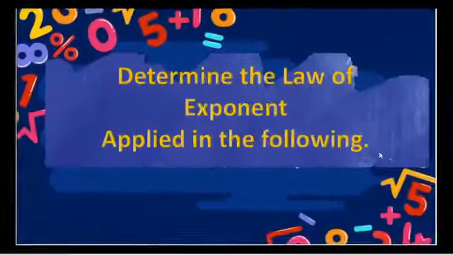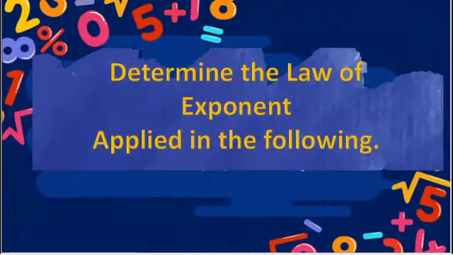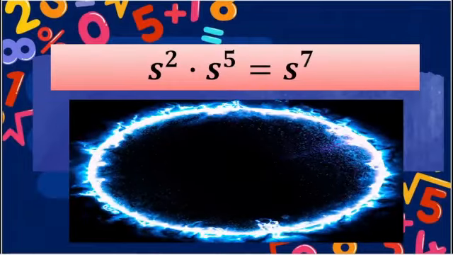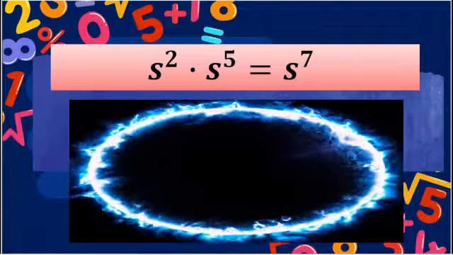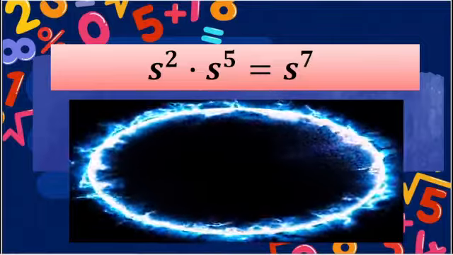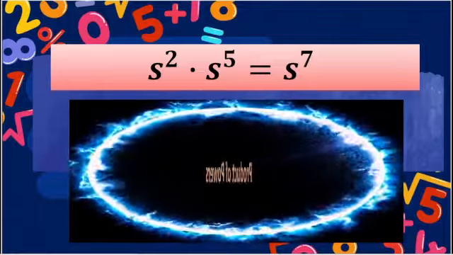So, tingnan nga natin. Magbibigay tayo ng solution dito and then identify natin or determine natin kung ano yung law of exponent na in-apply, okay, sa mga susunod na expressions and equations. Kasi meron na tayo agad sagot. So, apply na lang natin, i-determine na lang natin kung ano yung in-apply na laws of exponent. So, let's start. S squared times s to the 5th is equal to s to the 7th.